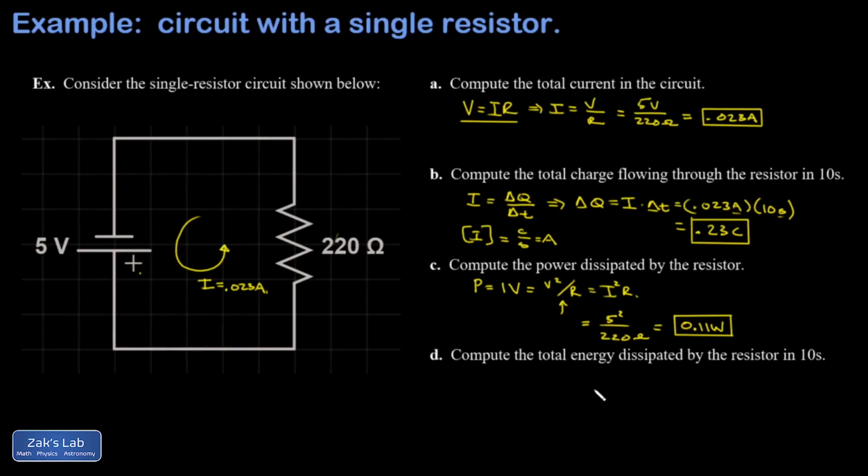In part D, we're looking at total energy, so it's power over time, giving us a total energy. Definition of power again would be a change in energy over change in time. So if you want that energy, you just solve for it real quick. Delta E is P delta T. Provided P is constant, there's no problem with doing this. And I get 0.11 watts multiplied by 10 seconds. Remember, a watt is a joule per second, so I'm going to get joules out of this. And I find that 1.1 joules of energy has been dissipated through the resistor.